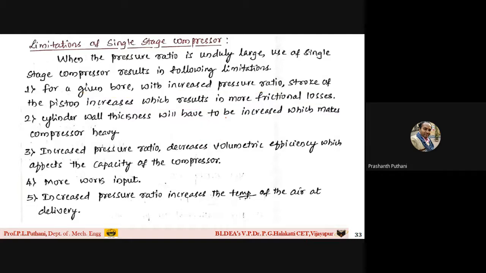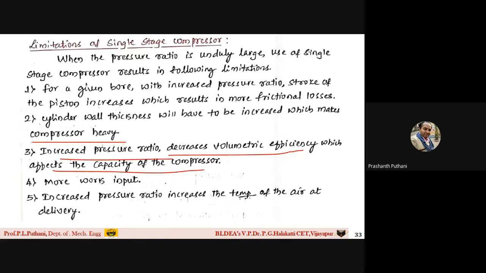Second point, students, the cylinder wall thickness. If the size of the bore goes on increasing and the pressure ratio goes on increasing, automatically the thickness of the wall has to be increased, which means the compressor becomes heavier in nature. Then, as the pressure ratio increases, it decreases the volumetric efficiency, which has an effect on the capacity of the compressor. So the increased pressure ratio decreases the volumetric efficiency, and it will certainly affect the capacity of a compressor.